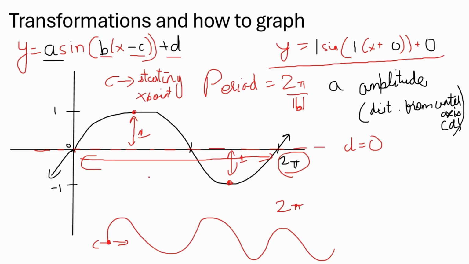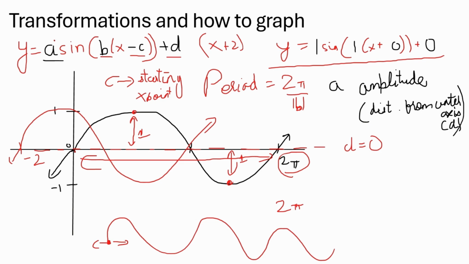C is your starting x point. So if your C was 2, okay, it was x plus 2, it shifted 2 to the left. Instead of starting here, our graph would just start here, like that, okay, at negative 2. So C is your starting point.